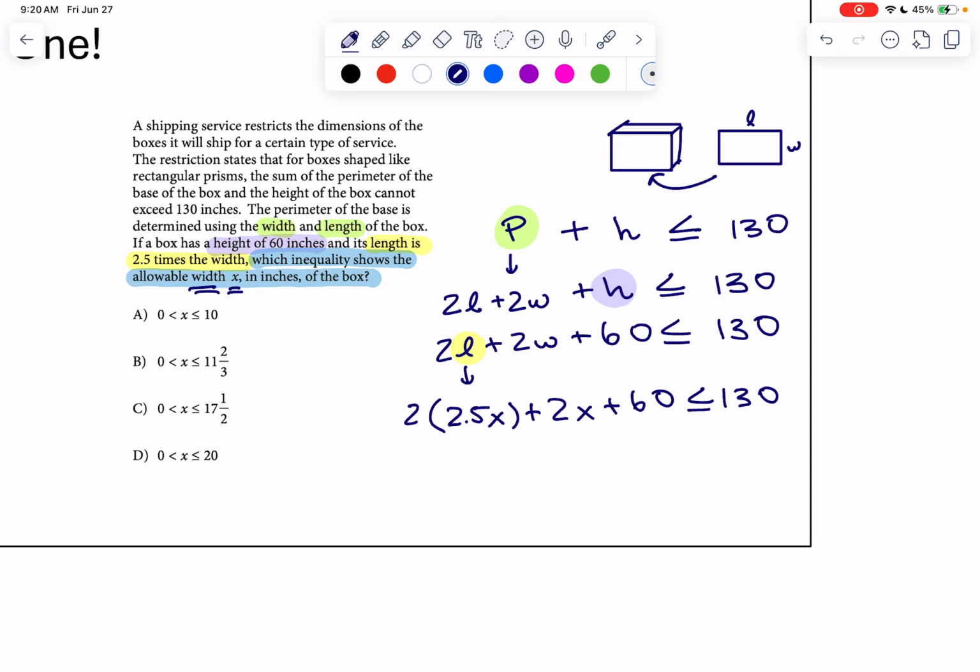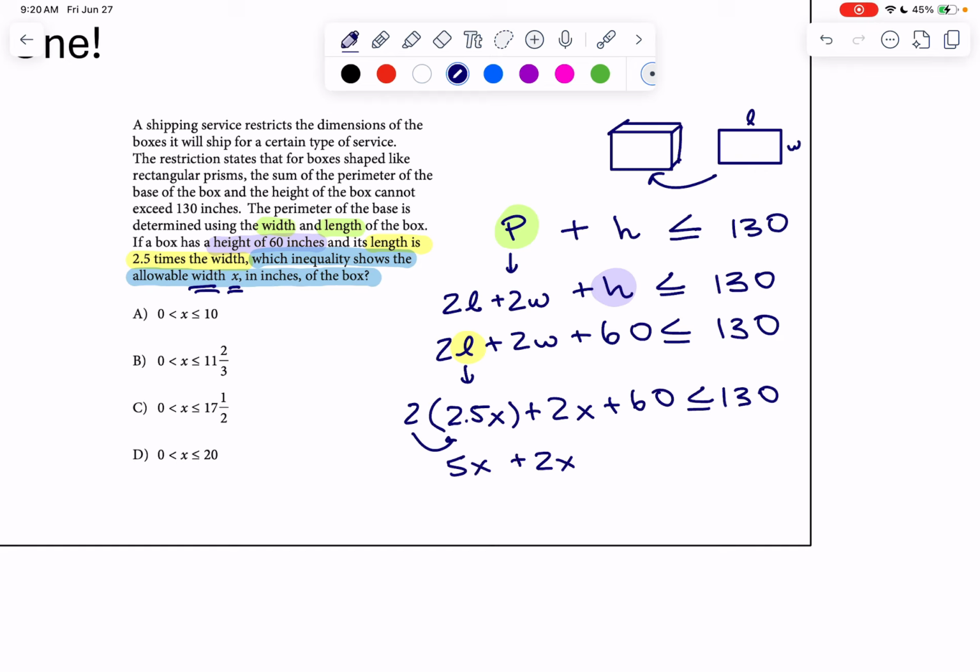All right. If I multiply 2 times 2.5 in my calculator, I will get 5x plus 2x plus 60 is less than or equal to 130. I can simplify these guys. These are like terms. I can put them together. 2x's plus 5x's gives me 7x's plus 60 is less than or equal to 130.